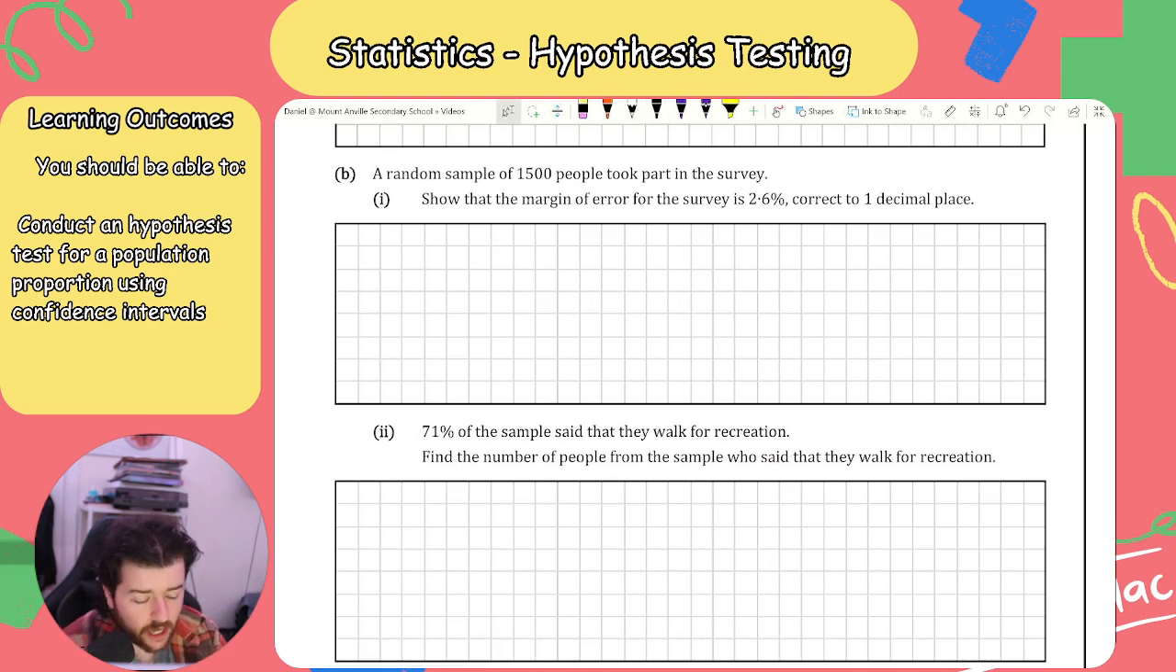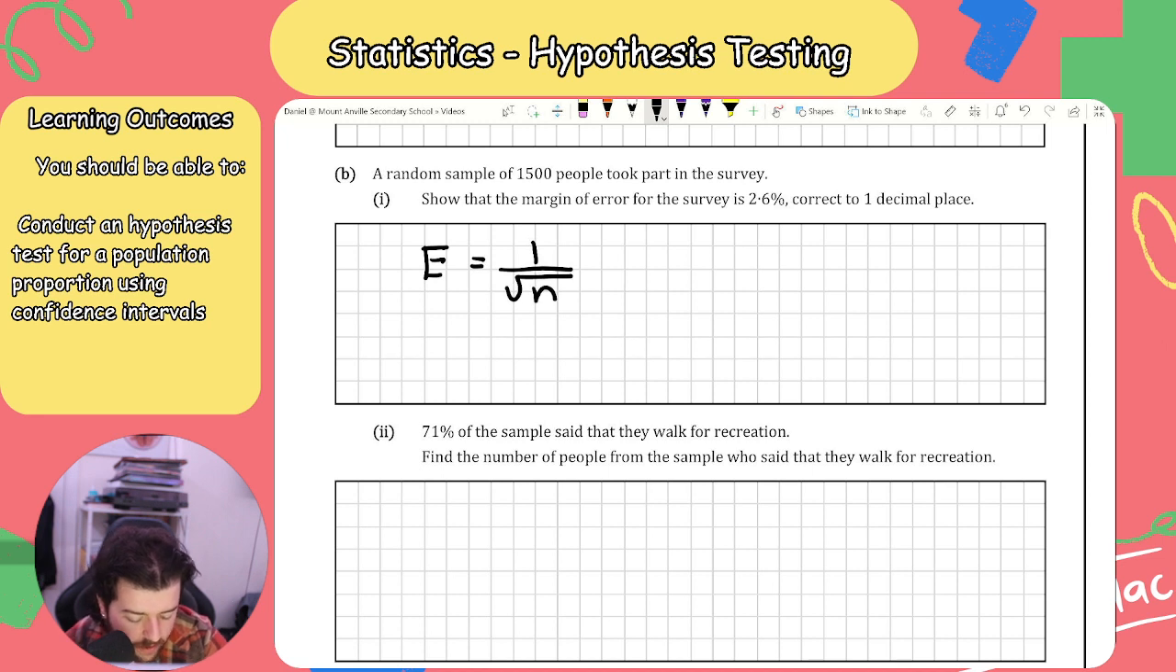So section B. A random sample of 1,500 people took part in a survey. Show that the margin of error for the survey is 2.6% correct to 1 decimal place. So margin of error equals 1 over root n, which equals 1 over root 1,500.